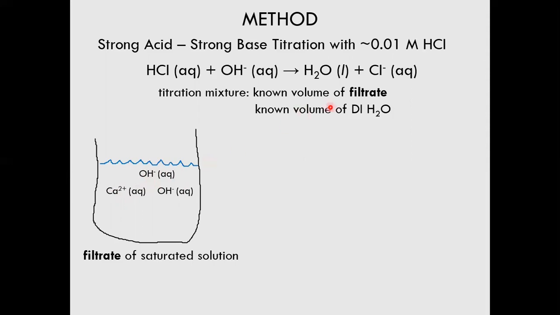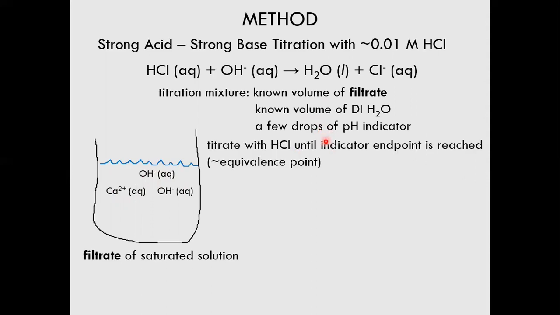To that known volume of filtrate, we're adding a known volume of deionized water and a few drops of pH indicator. Notice that in contrast to last week, where we recorded pH readings to determine how the chemistry is changing as the titration progressed, this week we're just going to use a pH indicator. We're going to titrate with HCl until we reach that indicator's endpoint. The indicator's endpoint is going to tell us when to stop the titration.